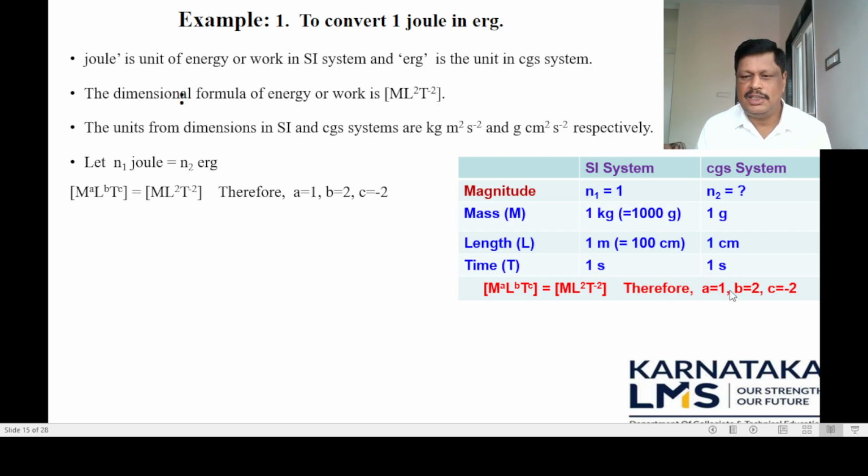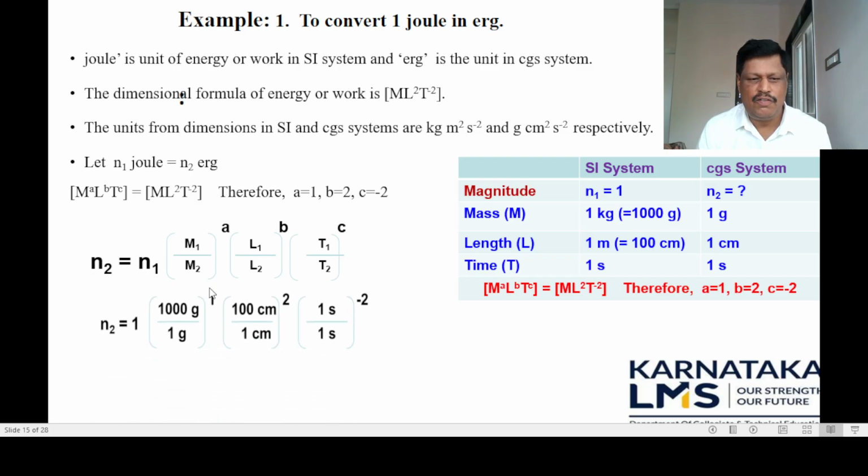So we know A is equal to 1, B is equal to 2 and C is equal to minus 2 from this equation. Putting all these values in the relation obtained in the last slide, N2 is equal to N1, (M1 by M2) whole to the power of A, (L1 by L2) whole to the power of B and (T1 upon T2) whole to the power of C. Substitute M1, M2, L1, L2, T1, T2 and the values of A, B and C in this equation. We will get the value of N2.